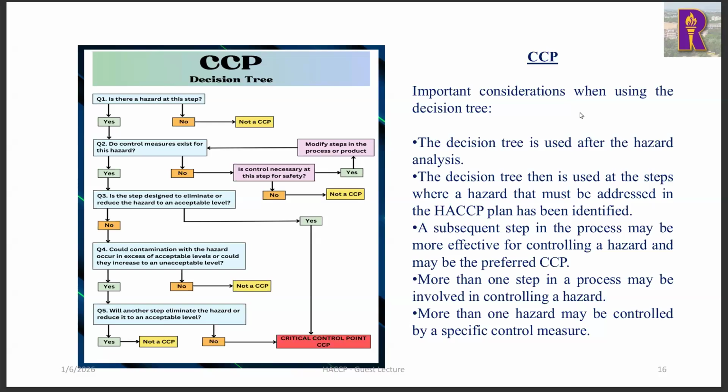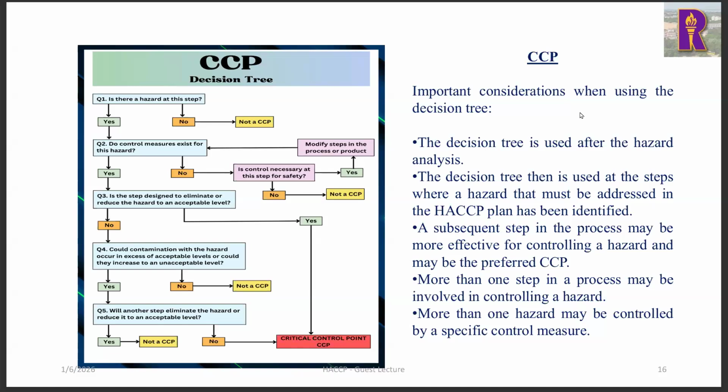When the hazard is there, we have to look at the control measure. Then the next step is whether elimination is required or it is within the acceptable limit. If it is within the acceptable limit, then it is not needed. For example, as I told for milk, when the lactic acid bacteria are present, it is not considered a hazard.